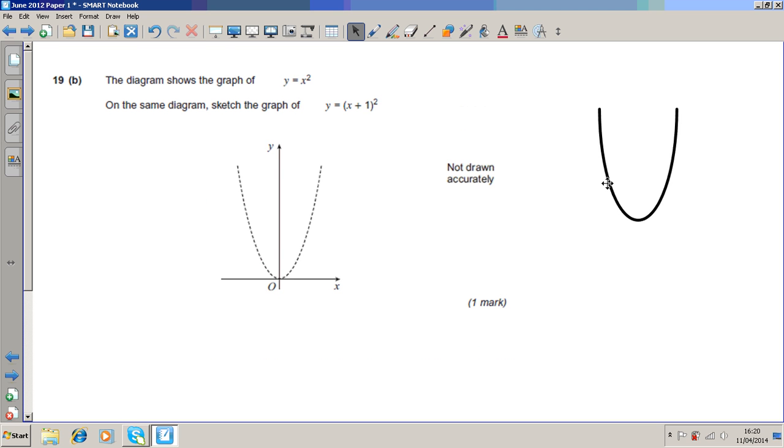The diagram shows a graph of y equals x squared. Okay, mine's not perfect, but it's not bad. On the same diagram, sketch a graph of y equals (x plus 1) squared. So if it's in a bracket, it basically means it moves left and right. And the tricky bit is it does the opposite. So if it's plus 1, then we move it 1 place to the left. If it was minus 1, then we move it 1 unit to the right. Plus 3, 3 to the left. Minus 3, 3 to the right. So for us, plus 1 means we move it 1 to the left.